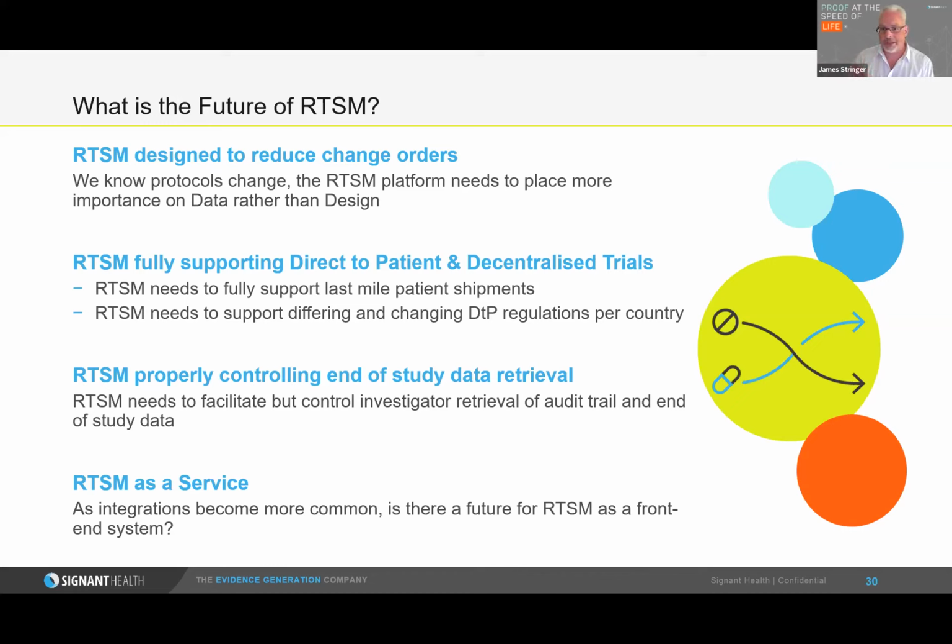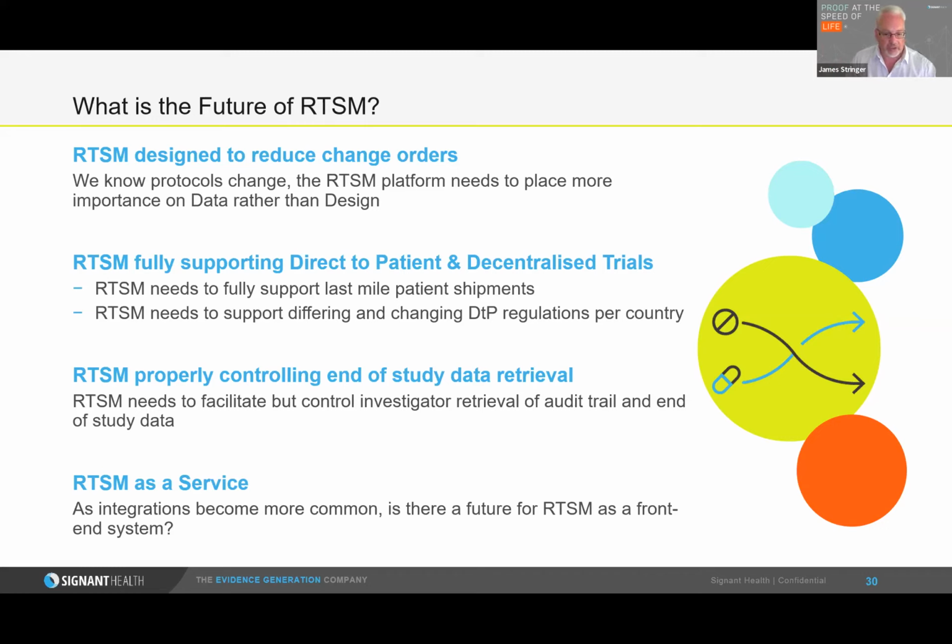Now actually, to me at least, and to Signant, the important thing here is not necessarily the act of releasing the data, getting the data out there. It's actually the control of the release. So we want to have functionality to do that rather than releasing the data as is. And then in the future, I definitely see, again, thinking about reducing that site burden, and not so much a consolidation or anything else, but I see a future for RTSM as a service.